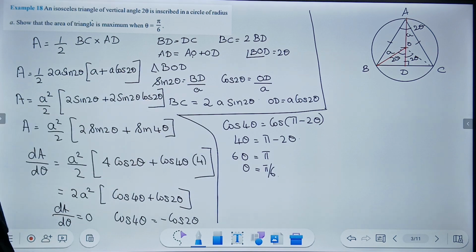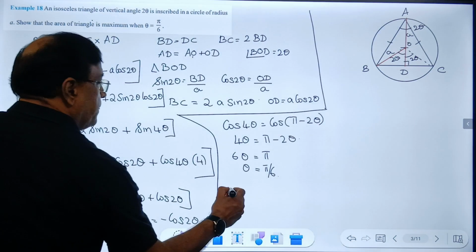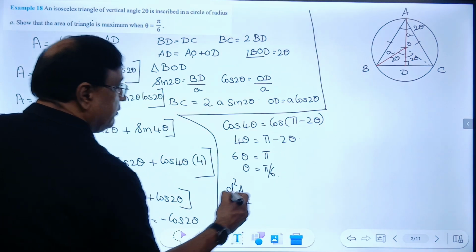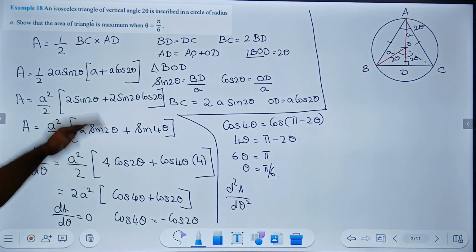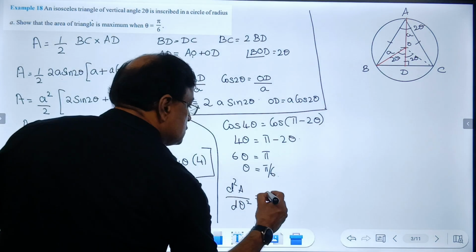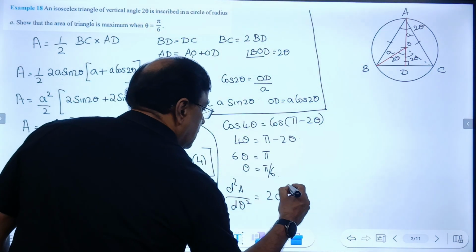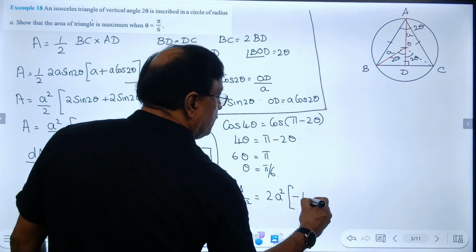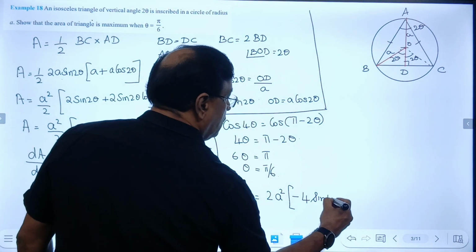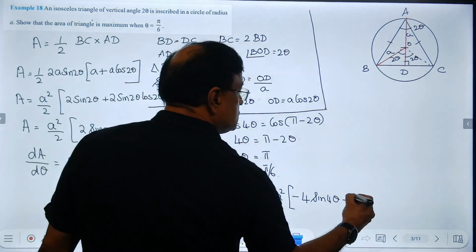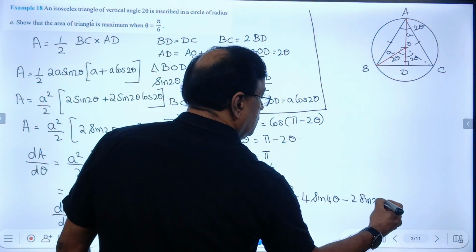That I have proved. Now second derivative, d square A by d theta square. Why do I do the second derivative? To establish whether the area is maximum or not. Which is very obvious, which is 2A square into. Now what is the differentiation of cos 4 theta? It is minus 4 sine 4 theta. And differentiation of cos 2 theta will be minus 2 sine 2 theta.